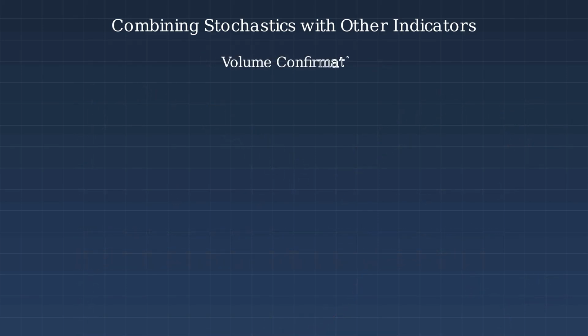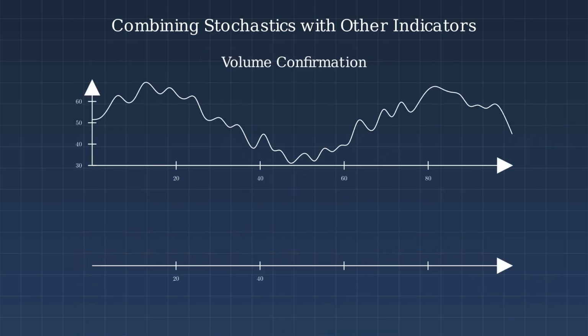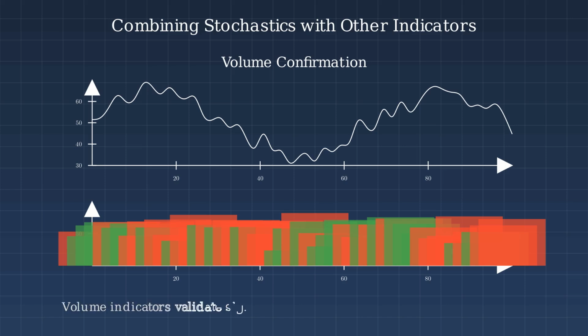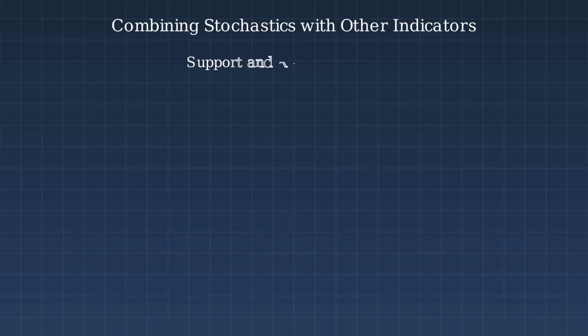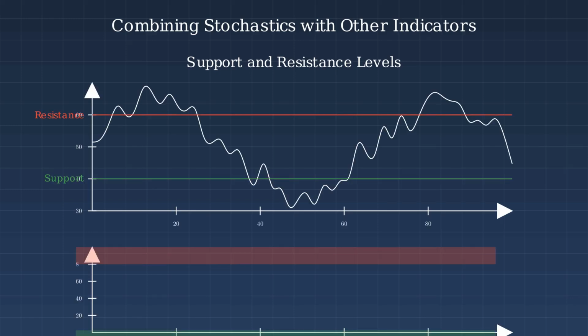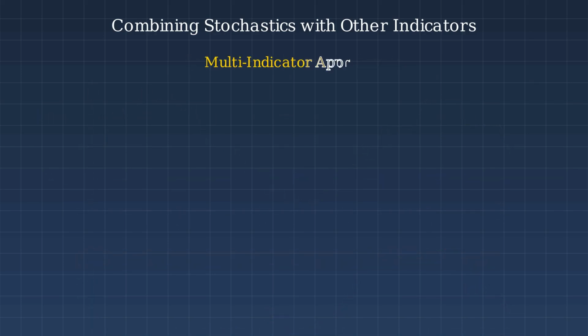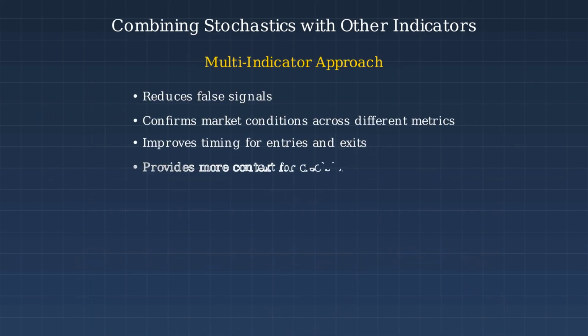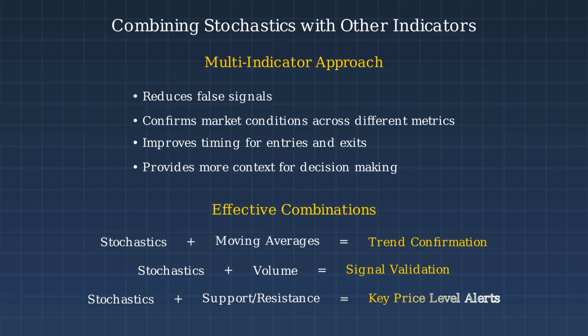Volume indicators can validate stochastic signals by confirming that price movements are supported by significant trading activity. Support and resistance levels can provide additional context for stochastic signals, making them more reliable when they occur near key price levels. This multi-indicator approach helps reduce false signals and improve trading outcomes by providing confirmation across different analytical methods.